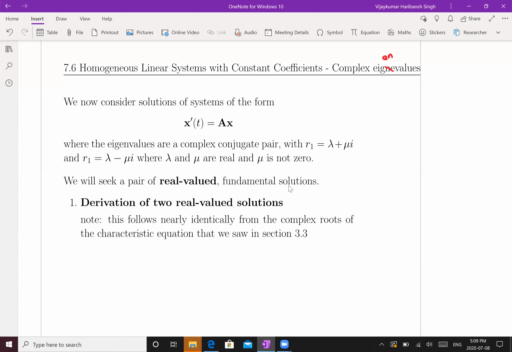So the idea is we again have x prime t equals Ax. A is a 2 by 2 matrix with real entries. So all entries are real, constant entries. And we want to solve x prime t equals Ax.